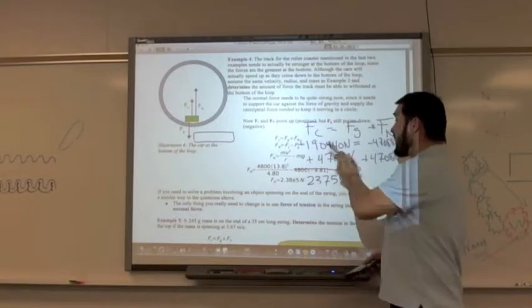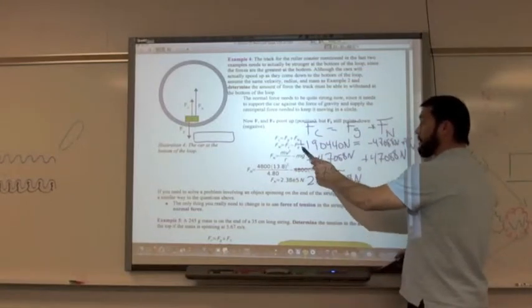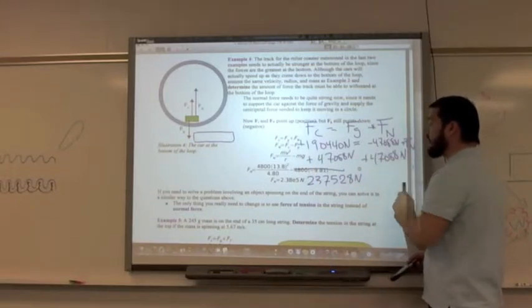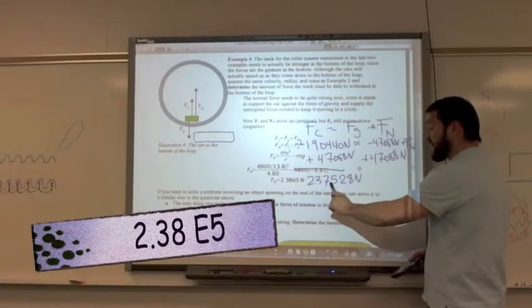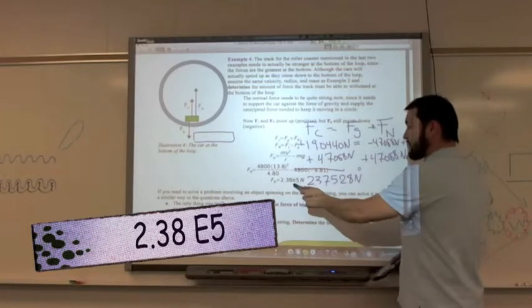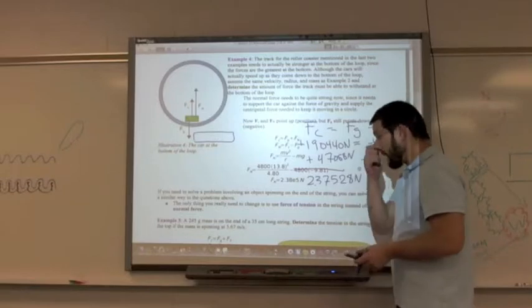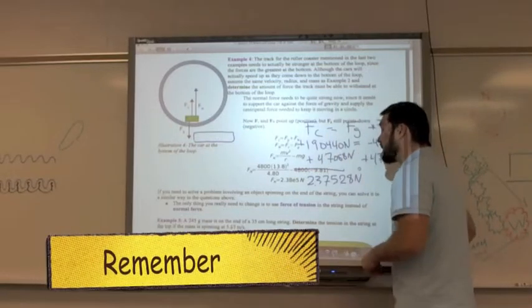All right, so you can see here when I put the numbers in, same numbers, the 190,440 newtons, positive, force of gravity is downwards, negative 47,088 newtons. So now I have to add both to both sides and end up with 237,528 newtons, 1, 2, 3, 4, 5. So the exponent of 5 rounds up to 2.38. And there we go. Now there are lots of other examples, but that's all we're going to go through today because it takes a little bit of time here.